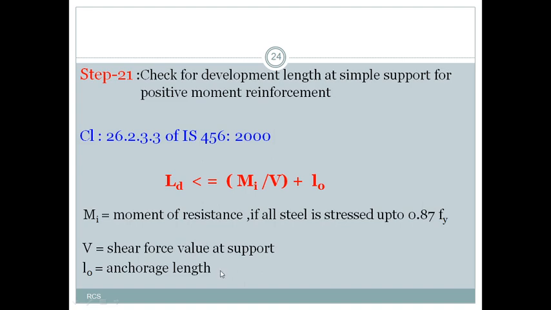Suppose we are bending this bar through 90 degrees, then L0 can be taken as 8 Phi, where Phi is the diameter of the bar. Each 45 degrees is 4 Phi, and for 90 degrees we have 2 times 45 degrees, so 2 into 4 Phi is 8 Phi. Like that we have to take. And for the U hook, the maximum value of length can be taken as 16 Phi.